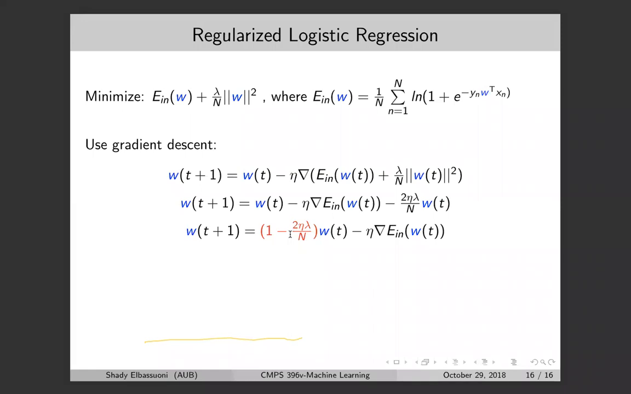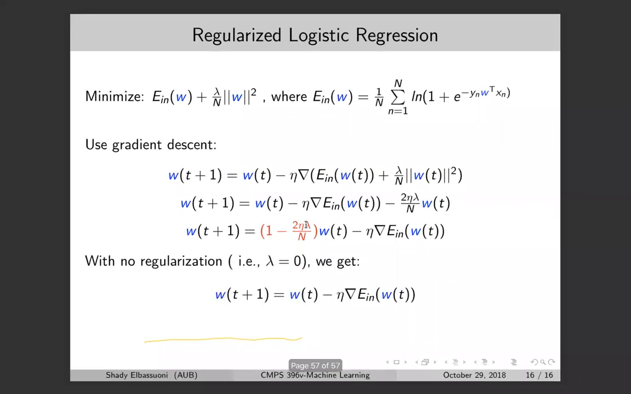Just one final thing. When lambda is equal to 0, so basically no regularization, what do I get? If lambda is equal to 0, I get W of t minus the rest, the old non-regularized logistic regression. I get the original exactly: W of t plus 1 is equal to W of t minus eta times the gradient of the in-sample error, or the cross entropy.